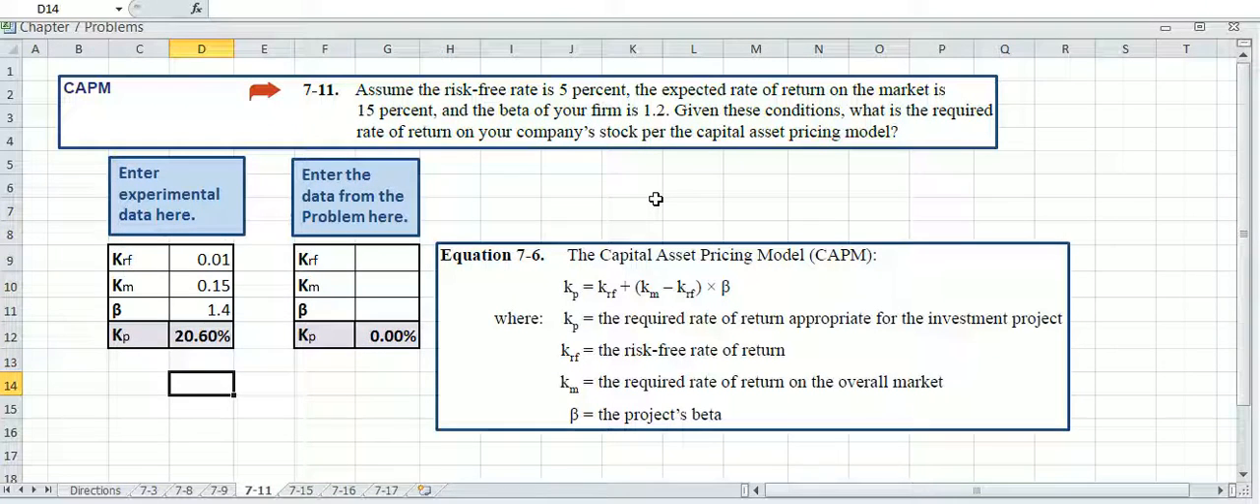What a market likes is knowns, not unknowns. So they want everything to be nice and stable, and that's going to drive down the risk. Okay, so just make sure that you put in the right values here on the right, and you should get the right required rate of return for your investment in this purple box right here. And that's problem 7.11.